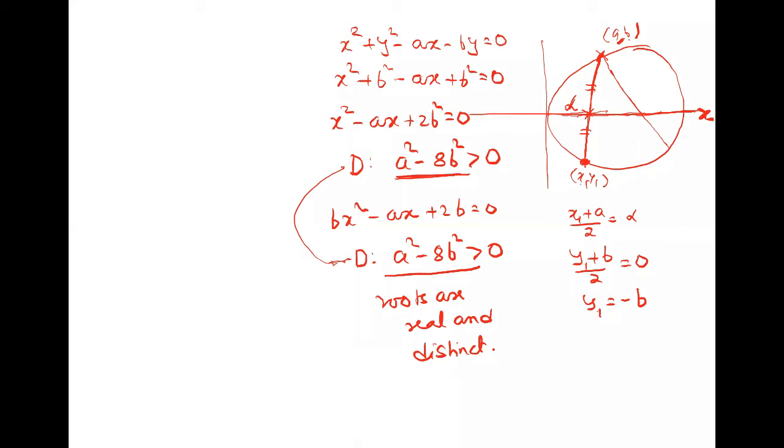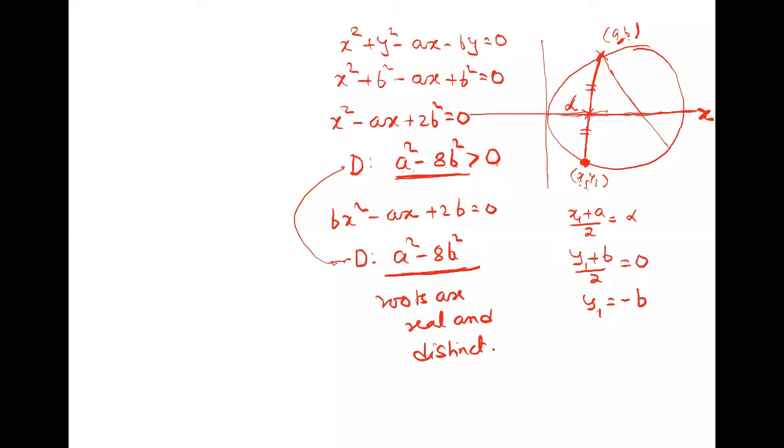How do you know the discriminant is positive? He already gave, this is distinct. (x1, y1) is lying on the circle, right? So the discriminant is greater than 0 because (x1, y1) must be real. So from this we got a² - 8b² > 0, and the quadratic equation given is a² - 8b² > 0. Clear? Okay, erase this one.